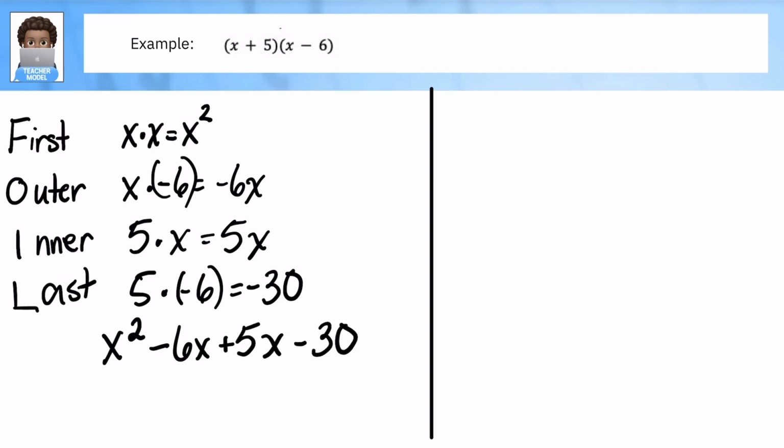Scan, and you're going to find two like terms, and they're going to be in the middle. So we're going to combine these. -6 plus 5 is -1. So I end up with x squared minus 1x minus 30. And there's your final answer.